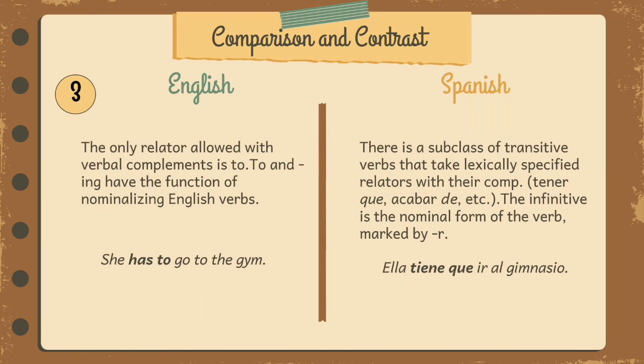To and ing have the function of nominalizing English verbs, as in she has to go to the gym. In Spanish, however, there is a subclass of transitive verbs that take lexically specified relators with their complement, as in tener que, acabar de, and so on. The infinitive is the nominal form of the verb, marked by R, as in ella tiene que ir al gimnasio.